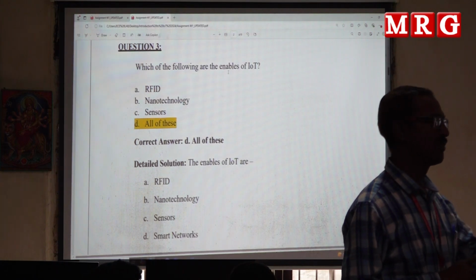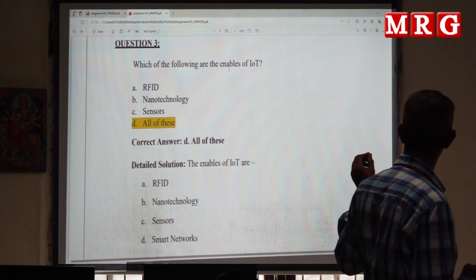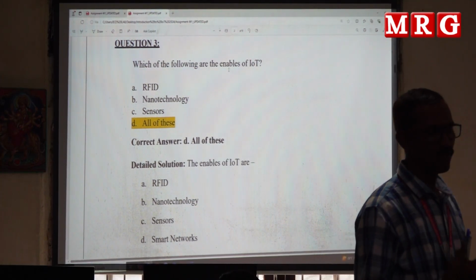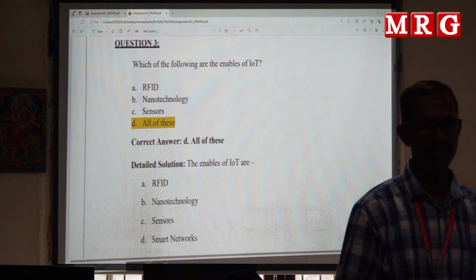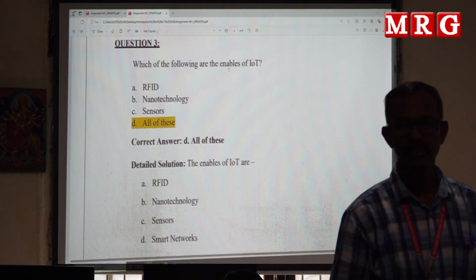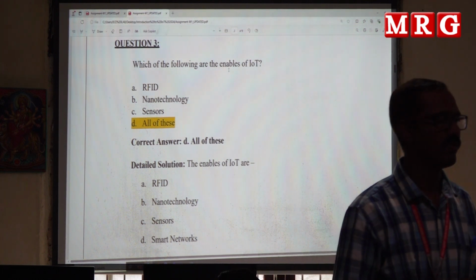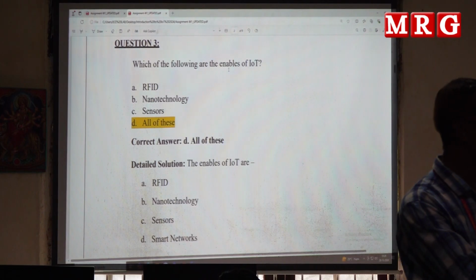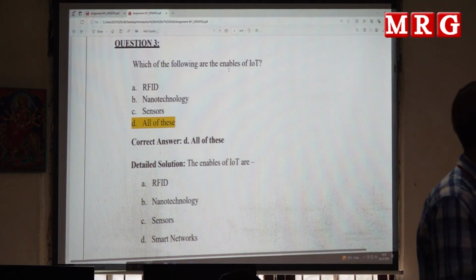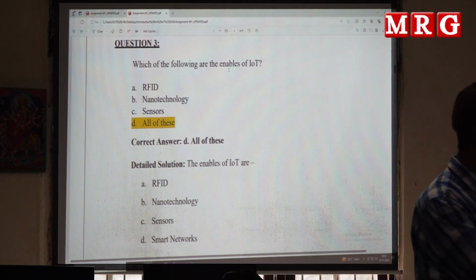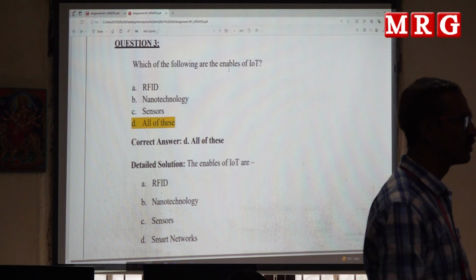In all supermarkets we are using it for different purchasing items. We are discussing what are the enablers of IoT. What technology is required for IoT development? That is the question here. What is required here? RFID. What is RFID? RFID tags. RFID tags are used in the supermarket for detecting different objects, different items. There is a tag. RFID technology is used.